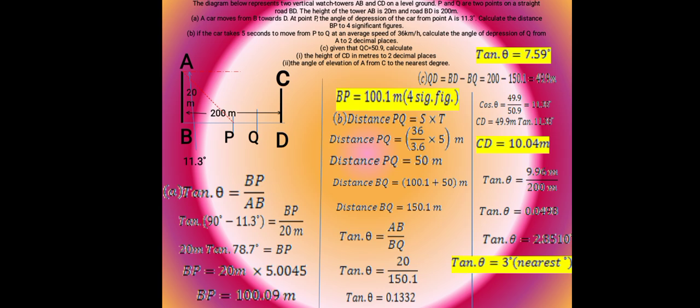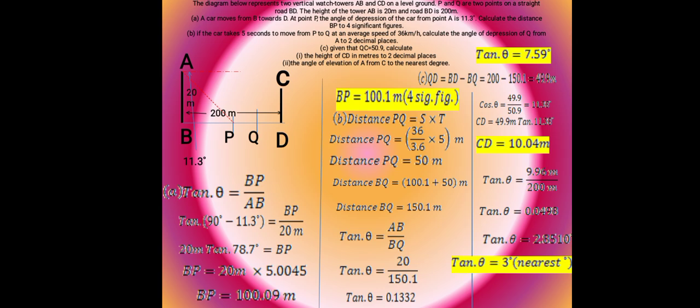We have to calculate the height of CD as part 1 of C, and also the angle of elevation of AC as part 2 of C. Now we know something. The distance from B to D is 200, and we know we have our distance from B to Q to be 150.1. So subtracting, what is remaining is QD. QD becomes 49.9 meters.